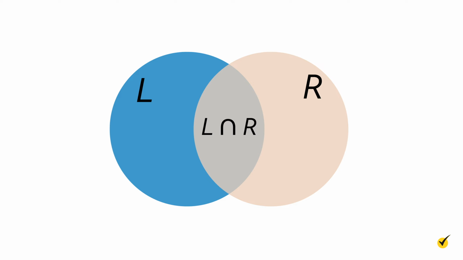If, on the other hand, we wanted to talk about everything in L together with everything in R, we would say the union of L and R, which is written with a U-like symbol. Unions are used to unite the elements from two sets. Like some operations in mathematics, union and intersection follow the commutative, associative, and distributive properties. Let's quickly review what each of those mean.